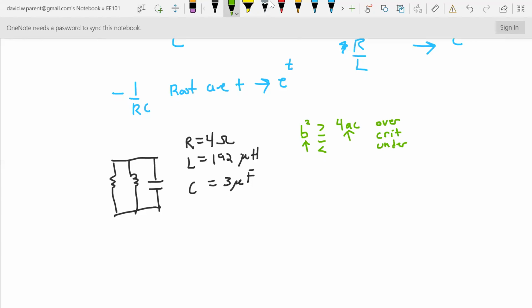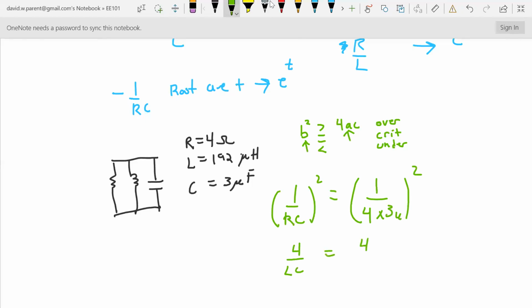So in this case, it's the parallel version. B squared is 1 over RC squared. So we have 1 over 4 times 3u squared. And we have 4 divided by LC equals 4, 192 microhenries and 3 microfarads. All right.